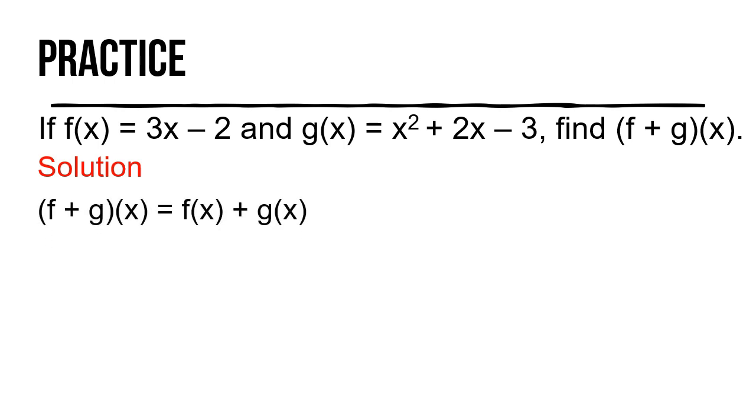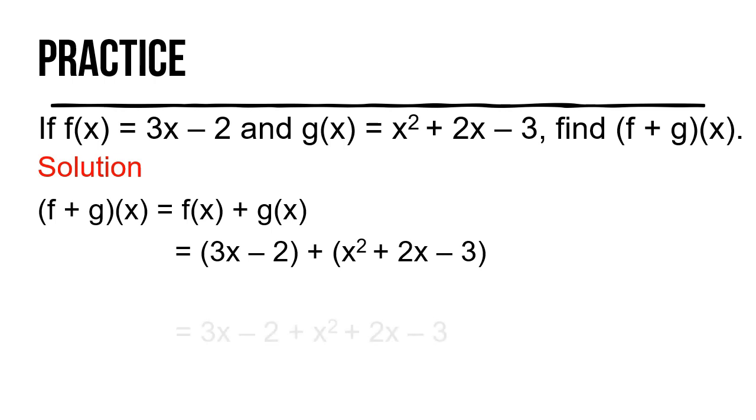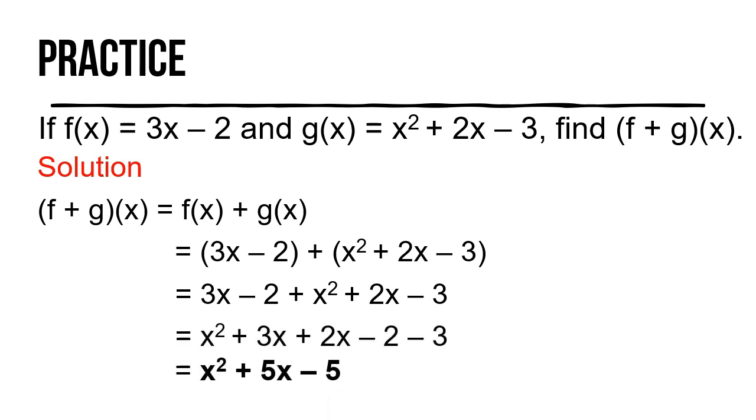So f plus g of x is equal to f of x plus g of x. So it is equal to 3x minus 2 plus x squared plus 2x minus 3. So remove the parentheses. 3x minus 2 plus x squared plus 2x minus 3. So x squared plus 3x plus 2x minus 2 minus 3. So your answer will be f plus g of x is equal to x squared plus 5x minus 5. Did you get the correct answer? Very good. Next.